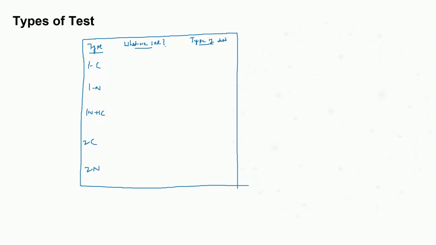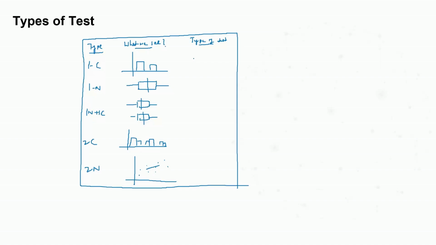What we see when we analyze one categorical feature is something like this. For one numerical feature, we see a box plot. For one categorical and one numerical, we see box plots like this for multiple categories. For two categorical, probably we see some bar graphs like this. And for two numerical, we see some scatter plots like this. The type of test that we usually perform on one categorical feature is called a one sample test.